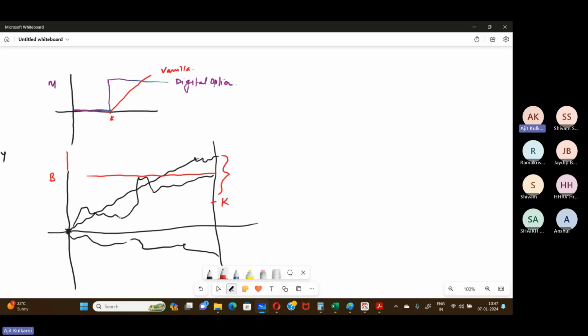Okay, and here the payoff is 0. Here the payoff is S minus K. In case of a barrier option, you get a payoff. So let us say the name of the barrier option is up and out barrier option. Then what happens is, if the stock price goes above the barrier, then no payoff is made. So again, there are many cases.